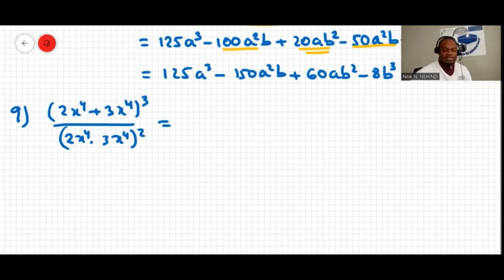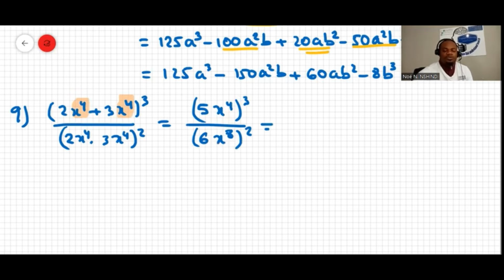Now we can see that in the numerator we have like terms, so we can combine them. We can do 2 plus 3, that makes 5x to the power of 4, raised to the power of 3. And the denominator is a product, so we can do 2 times 3, which is 6. And then x to the power of 4 times x to the power of 4 makes x to the power of 8, okay? Because when we multiply terms with the same base we add exponents. It's going to be this to the power of 2.